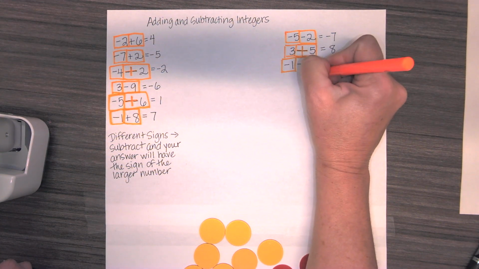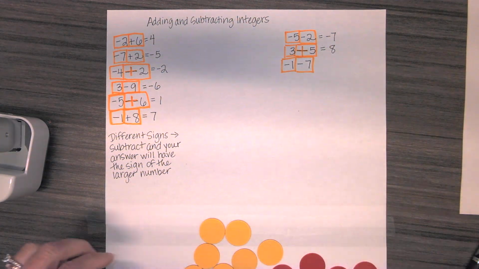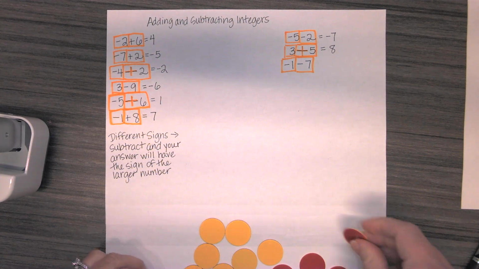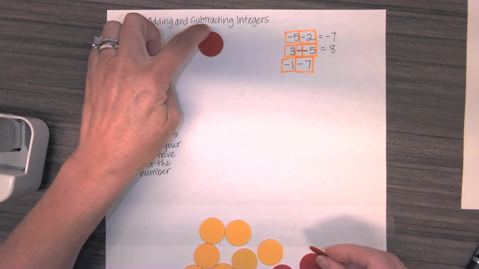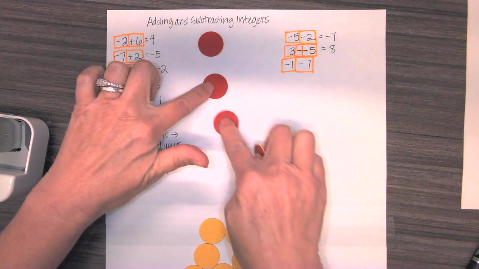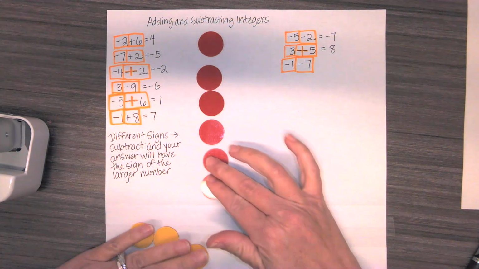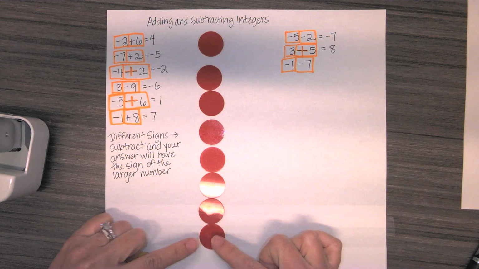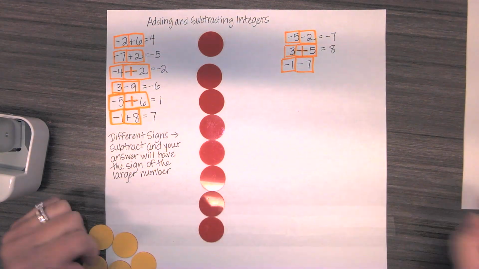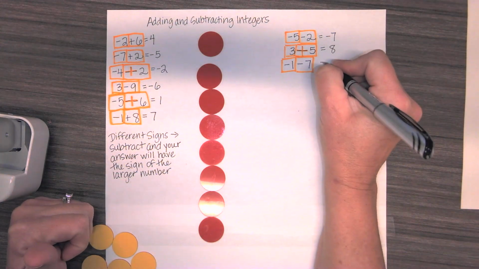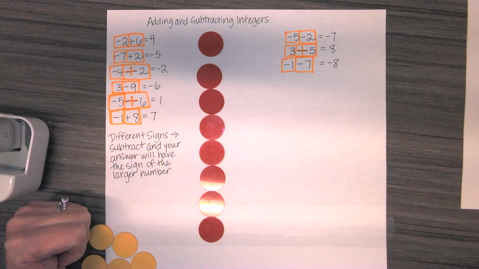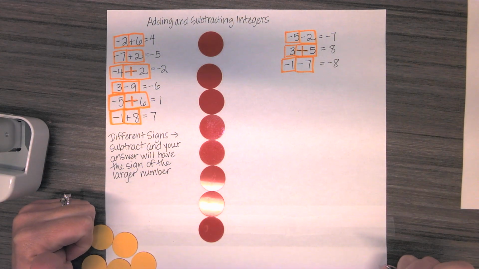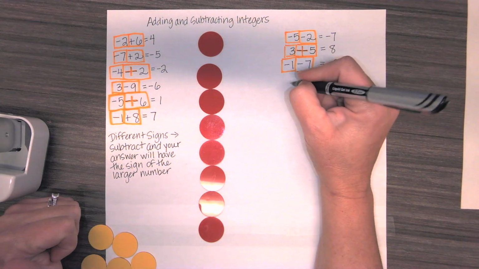All right, next, if we have -1 minus 7, again, I want you to think of that as -1 and -7. Well, if they're both negative, it's going to be all red chips. A -1, -7, all red chips, nothing cancels out. So we end up with -8. Okay.